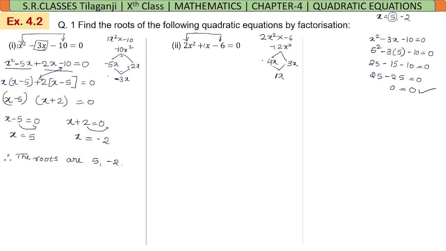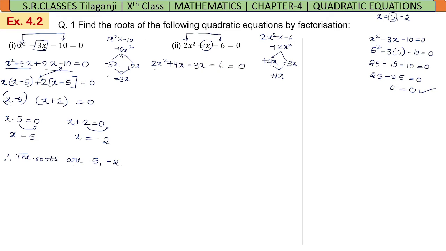So we need to take the big number as positive and the small number as negative. Check now, 4 3's are 12, plus minus will be minus, and 4 minus 3 will be 1. So the big number's symbol will be plus. Now write these factors in this equation, that is 2x square plus, instead of this x we need to take these factors, that is plus 4x minus 3x and minus 6 is equal to 0.